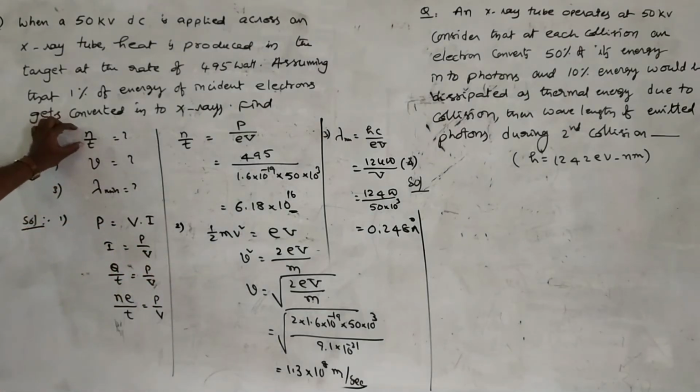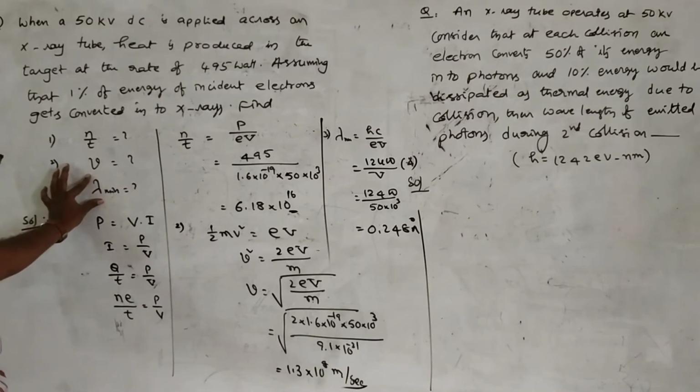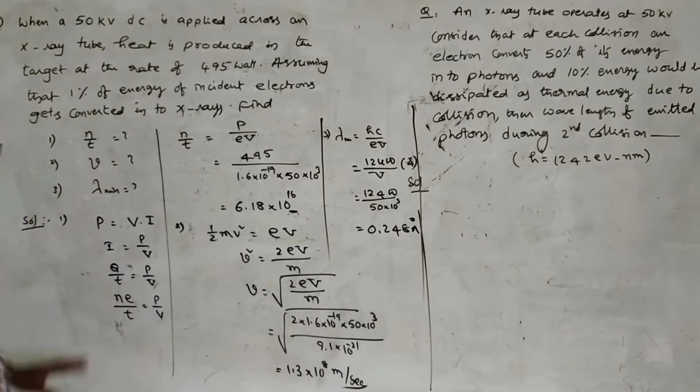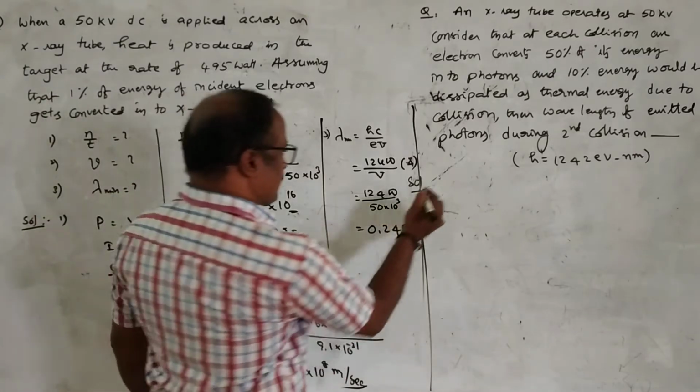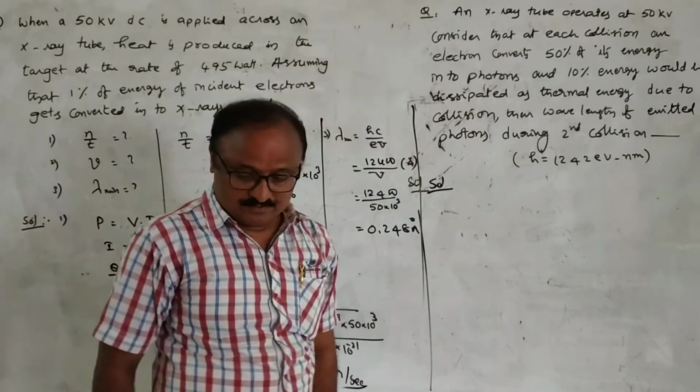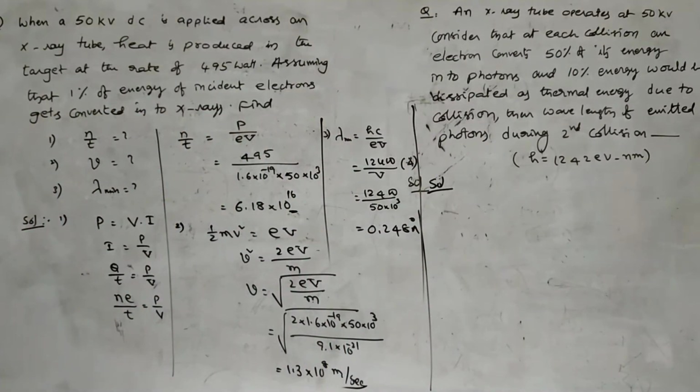Find the number of electrons emitted from the filament. V is the maximum velocity at which the electron can strike the target. Lambda minimum is the minimum wavelength of the continuous X-ray photon. So note these solutions. Right? So see, in the second problem, an X-ray tube. Note this problem first.